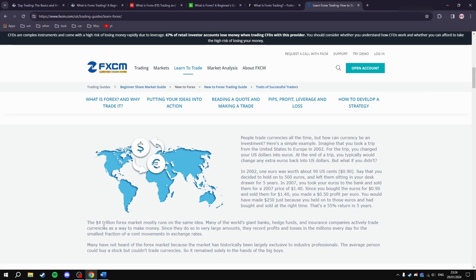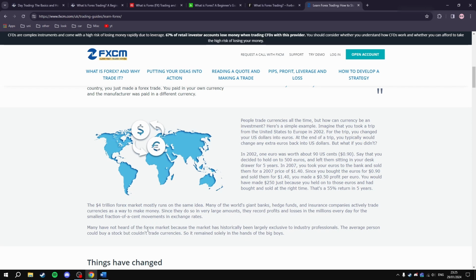The $4 trillion Forex market mostly runs on the same idea. Many of the world's giant banks, hedge funds and insurance companies actively trade currencies as a way to make money. Since they do so in very large amounts, they record profits and losses in the millions every day for the smallest fraction of a cent movement in exchange rates.